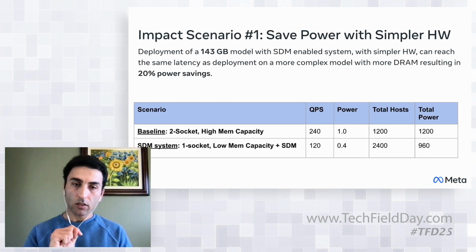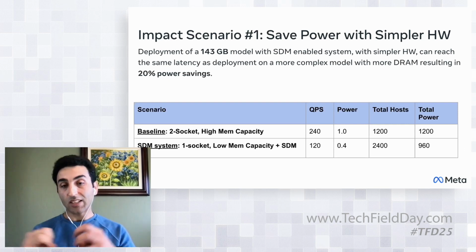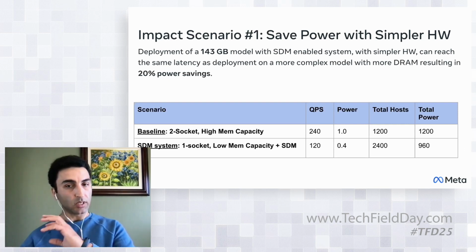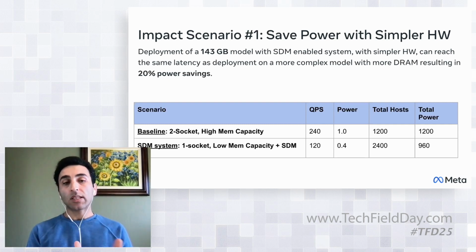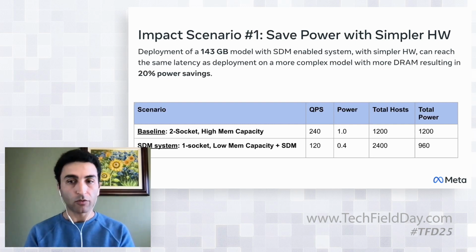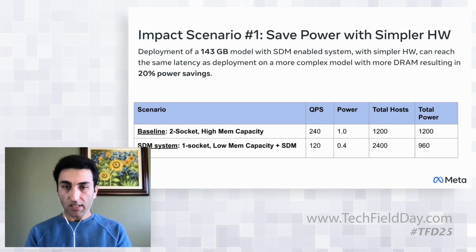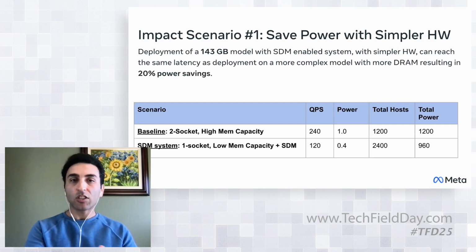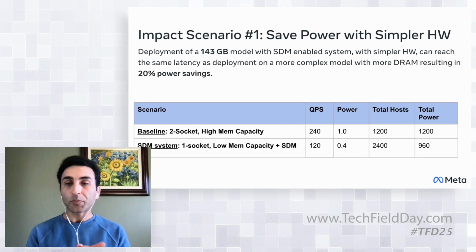Alternatively, we can use a single socket machine with much smaller memory capacity. The memory, in fact, is much smaller than the model size, but we can leverage storage class memory as the last tier, the capacity tier for memory, and load the model into that last level. So with this simpler hardware, we get about half of the QPS of the baseline, but we are matching the latency of the baseline. For the end-to-end use case, given that we are getting half QPS, we have to double the number of hosts. The catch is that the simpler system has less than half of the power consumption of the baseline, 40% of the power of the baseline. So as an end result, we come out ahead with 20% saving in power, right?